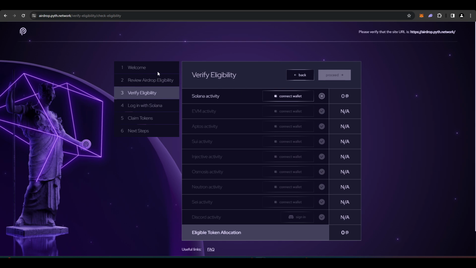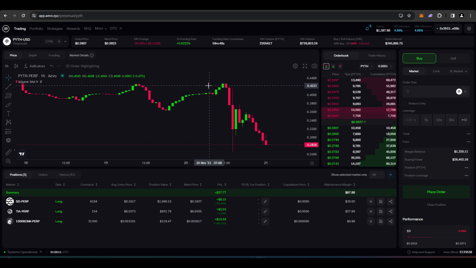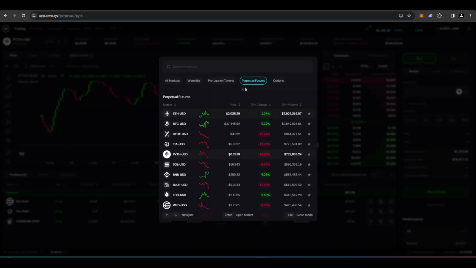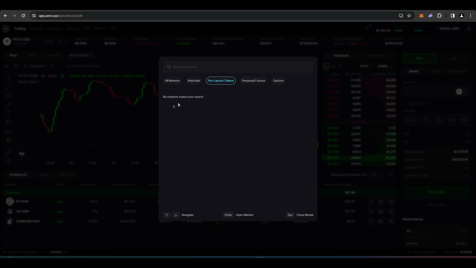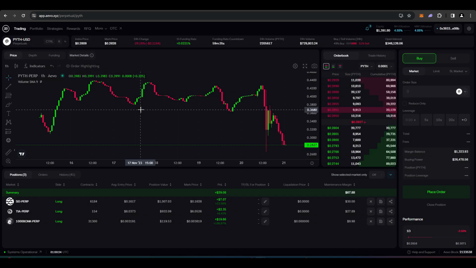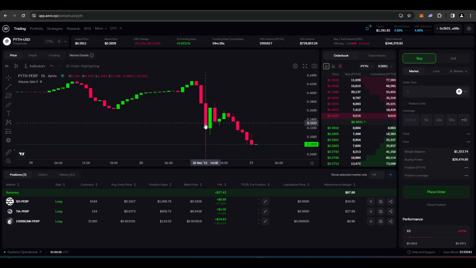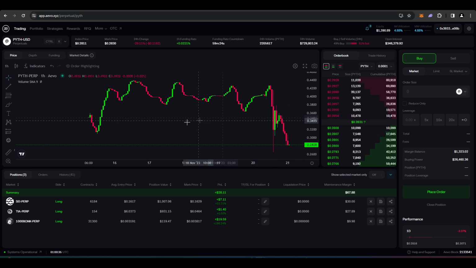UTC. Now, some perpetual futures dexes out there and some centralized ones actually set up markets where you can trade the Pyth token before it actually comes out. So if you look on Avo, for example, these are pre-launch tokens. Pyth is no longer here because it's already launched, so they moved it over to the perpetual futures category. As you can see here on the chart, at 2 p.m. is when it really just started picking up, and then you can see the price go down from there. But prior to that, you could have traded Pyth perpetual futures, I think up to 5 days before the actual launch.